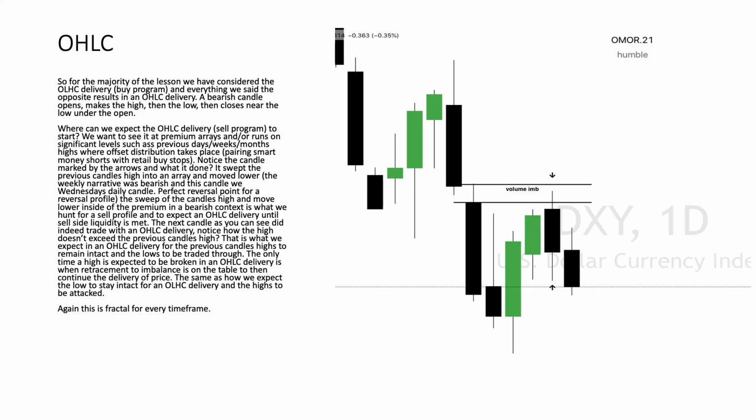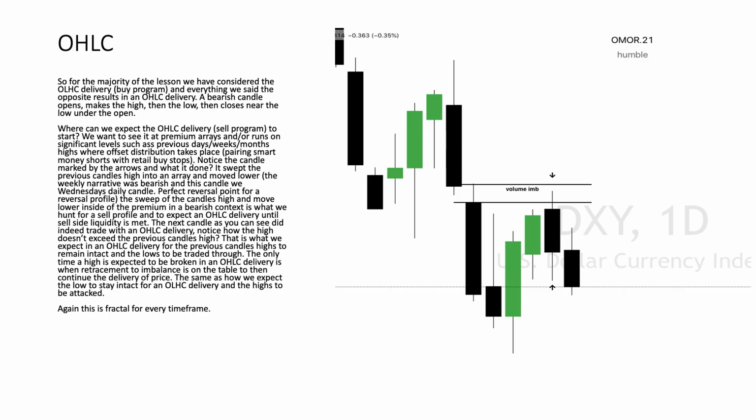The next candle, as you can see, did indeed trade with an open high low close delivery. Notice how the high didn't exceed the previous candle's high, right? This is what we expect in an open high low close delivery, for the previous candle's high to remain intact and the lows to be traded through. The only time a high is expected to be broken in an open high low close delivery is when retracement to an imbalance is on the table, not the continuation of the delivery of price. The same as how we expect the low to stay intact in an open low high close delivery and the highs to be attacked.